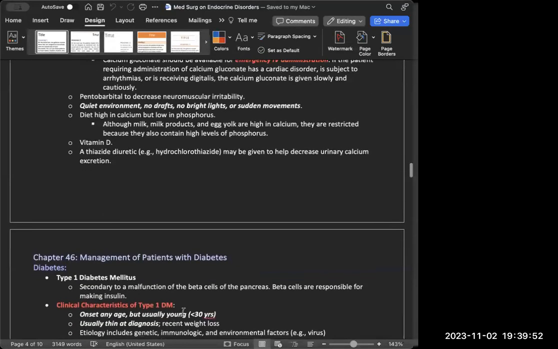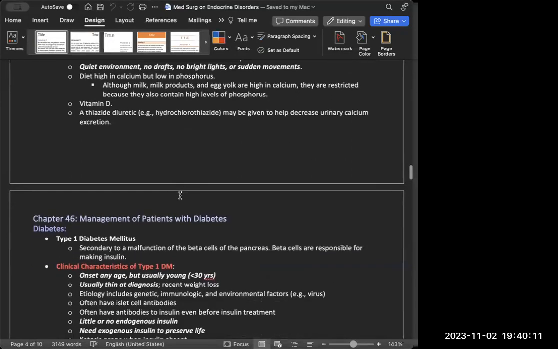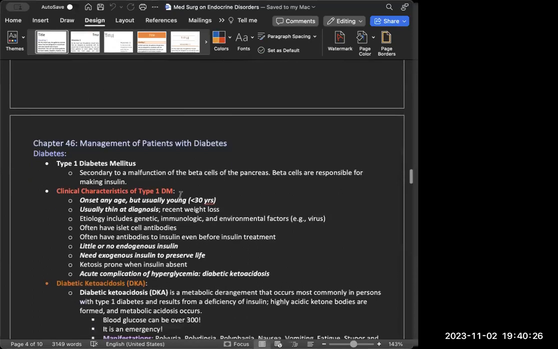Now, also, we can give them a thiazide diuretic to help decrease the urinary calcium excretion, because thiazides like to retain the calcium. So it's very good to give them a thiazide diuretic if they need it, so we don't remove all that calcium, and we could help treat the hypoparathyroidism. And as I mentioned before, milk products are high in calcium, but they're also high in phosphorus. So it might not be so good to have milk products with someone. So it's interesting. It's a weird play, but milk is high in phosphorus as well.